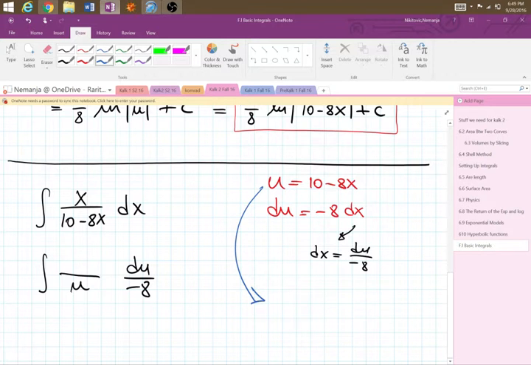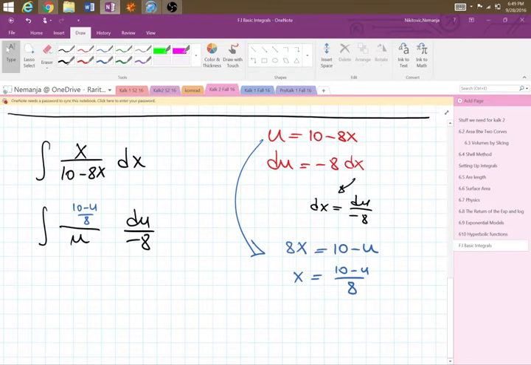So we solve this one, right? Move 8x to the left, and move u to the right, and then divide by 8 everywhere. And that's what goes on top. Now we have this over 8 and then the negative 8, so that can be negative 1 over 64 in front of the integral. And what I have is 10 minus u over u du.